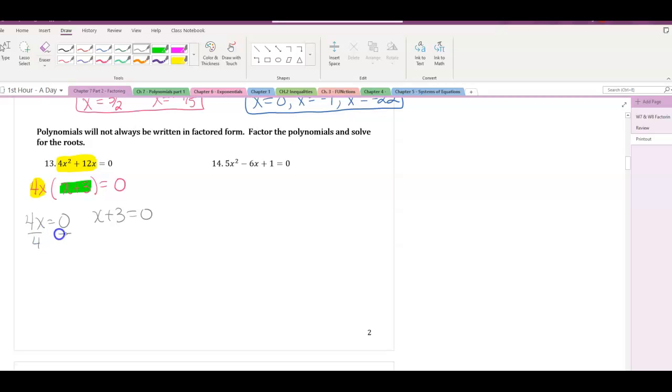When I divide by 4, I get x equals 0. When I subtract 3, I get x equals -3. And those are my 2 solutions. Same thing with number 14.